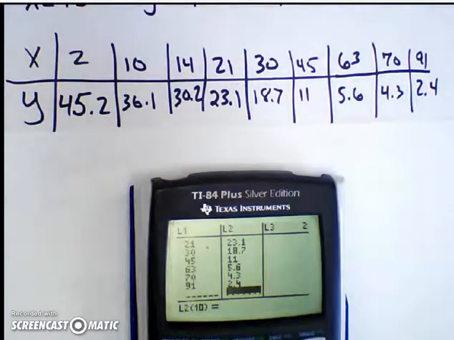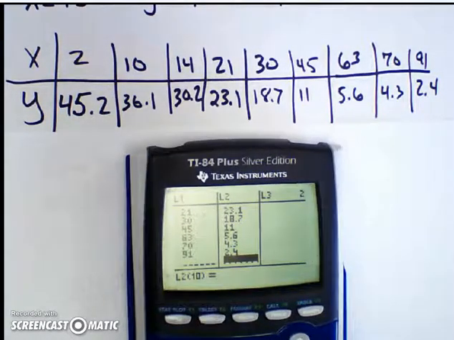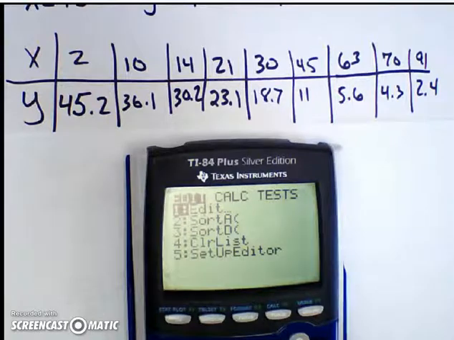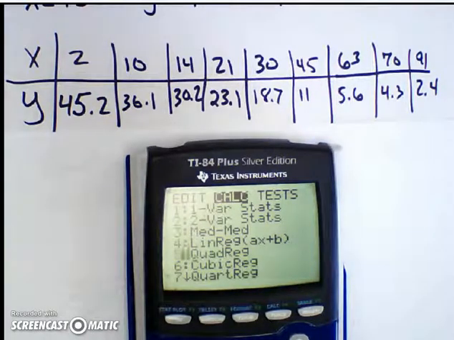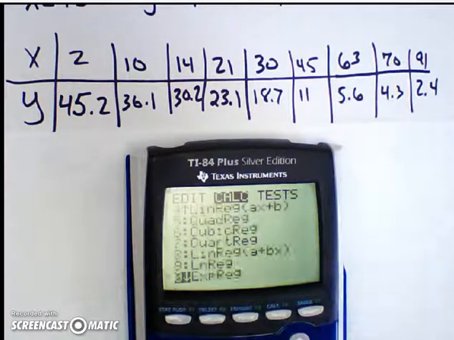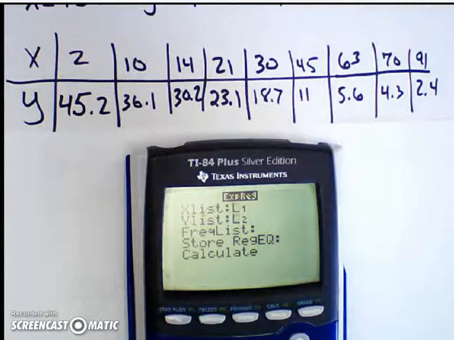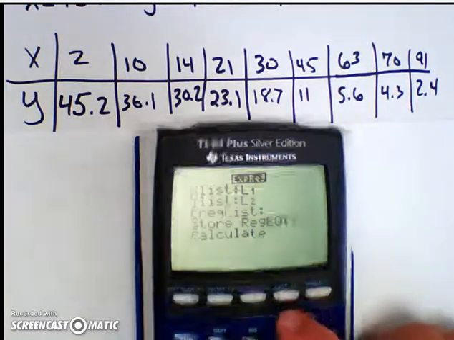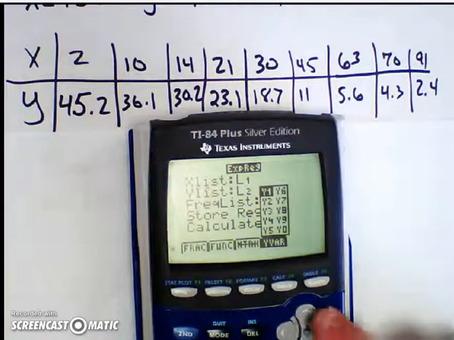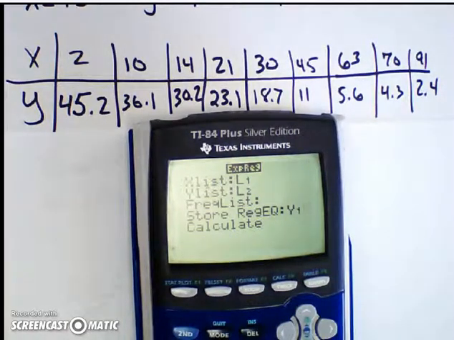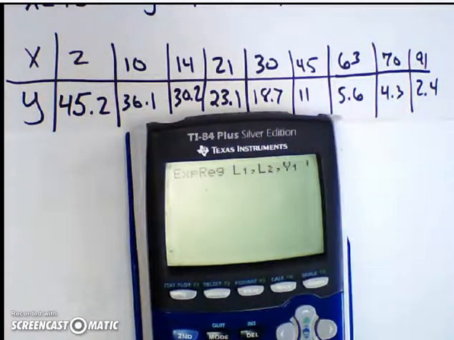So once you get this typed into your stat, hit stat again, go over to calculate, and we're going to find the exponential regression, which is located down there at the 10th spot. Hit enter. Hit enter until you get down to store equation. We're going to do the same thing. Alpha, trace, y1. And then hit enter on calculate, and it's going to give you this.